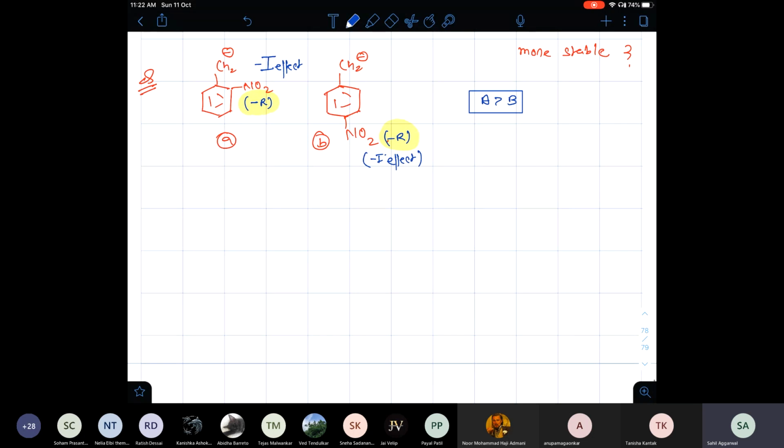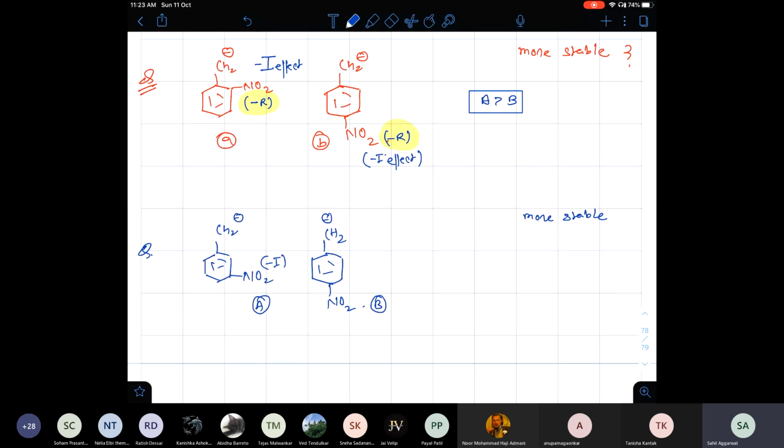Understood? Any doubt in this? Which one is more stable? A or B? B. This will show minus I effect.